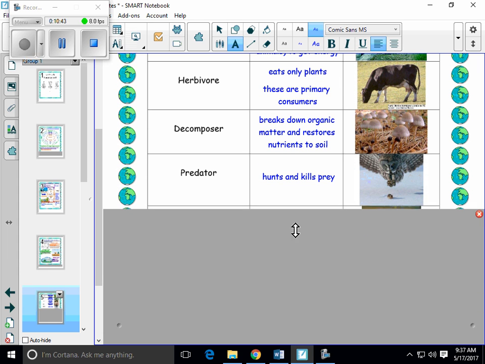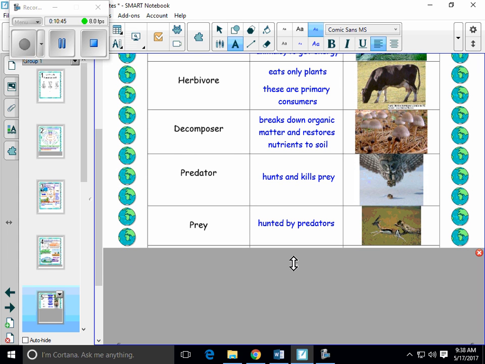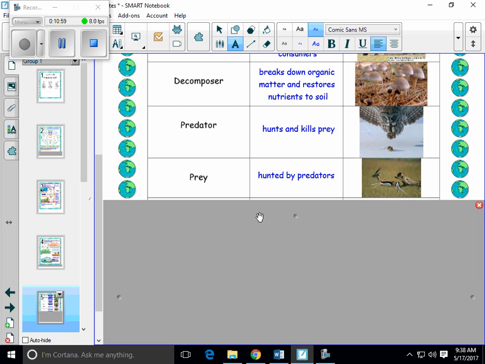Predators, these are going to hunt and kill a prey. And then the prey, these are the things that are hunted by predators. I've got two different pictures that show some different examples. We find predators and prey in any ecosystem you're looking at.